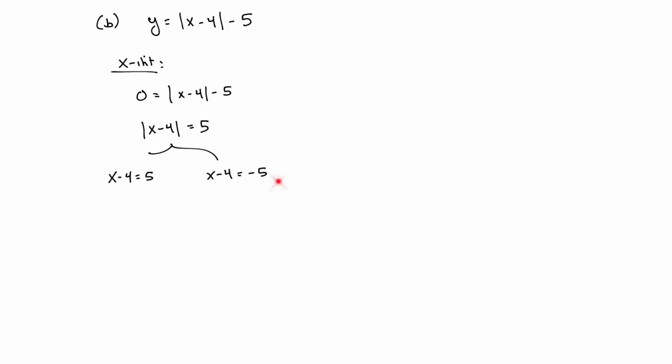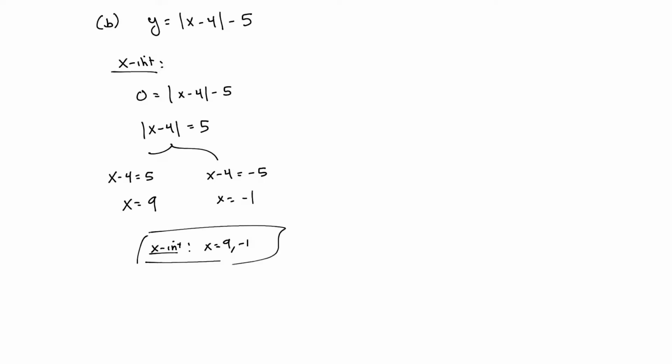And as a reminder, the reason why that works is the absolute value takes whatever is on the inside and makes it positive. So it makes positive 10 stay positive 10. It makes negative 10 become positive 10. So if I made the inside, i.e. the x minus 4, equal to 5, then it would be 5 equals 5. And if I made the inside equal to negative 5, then when I took the absolute value of that, it would give me the 5. That gives me x equals 9 and x equals negative 1. So my x-intercepts are x equals 9 and negative 1.